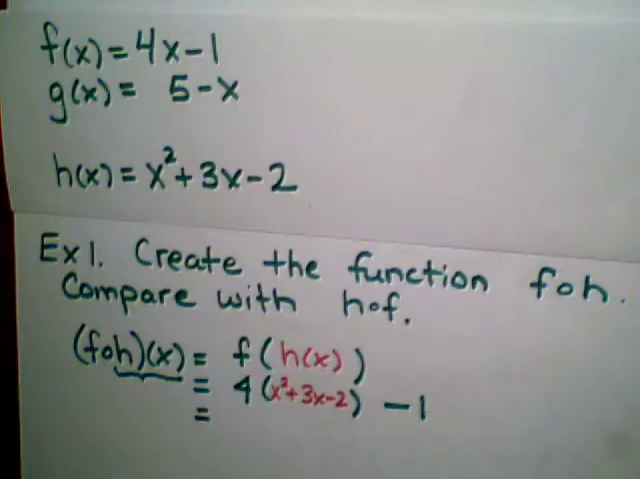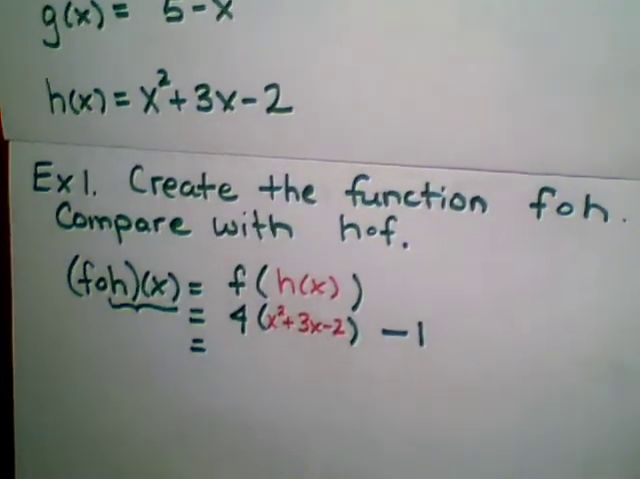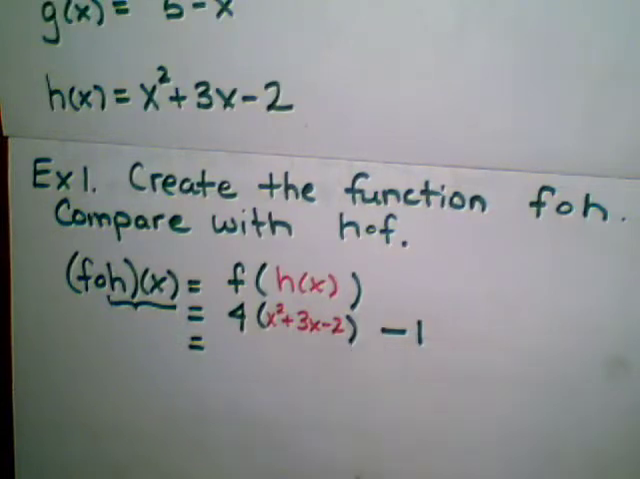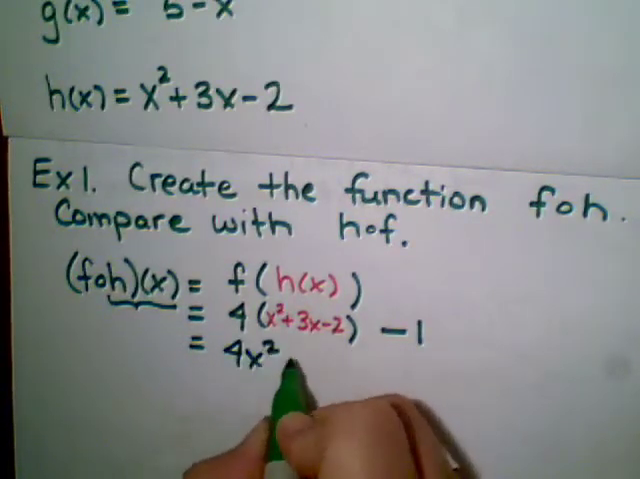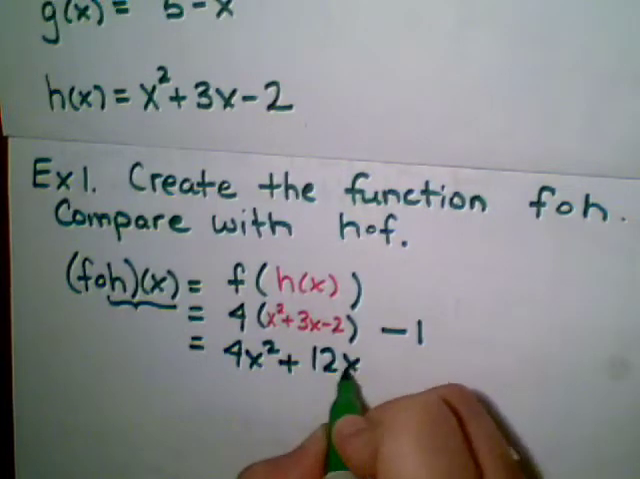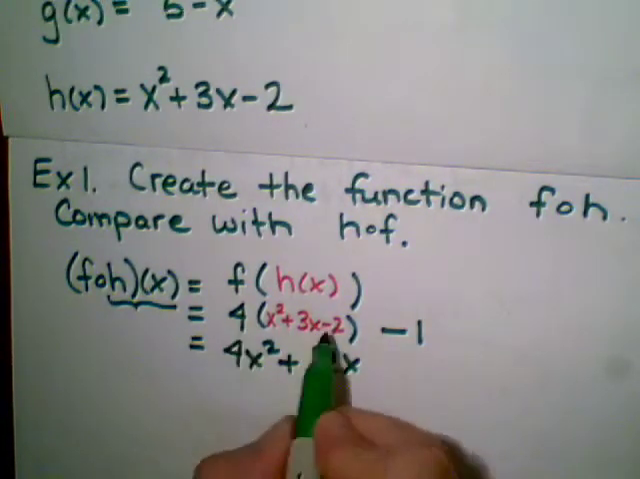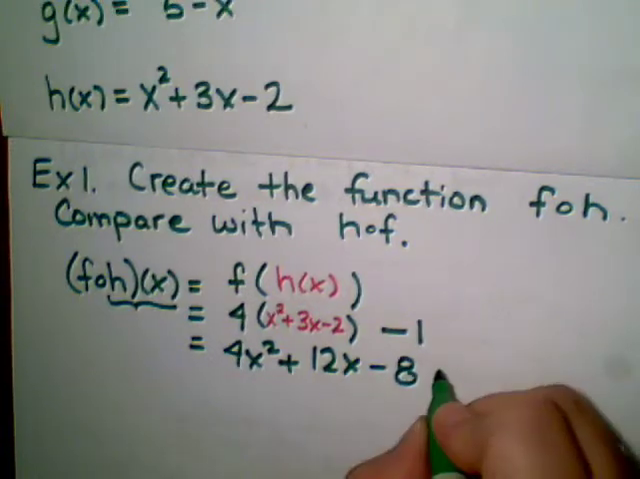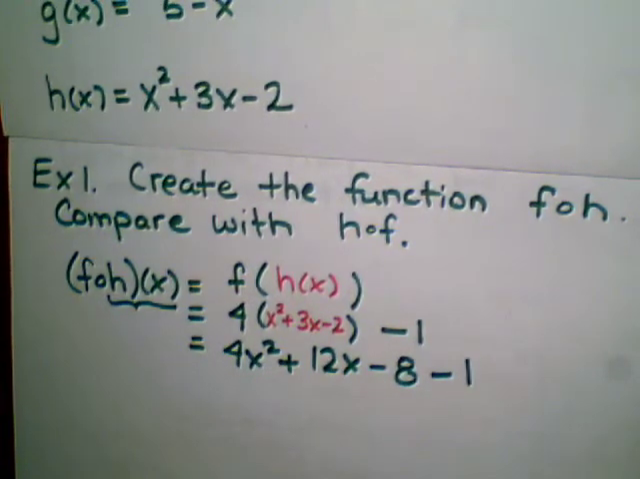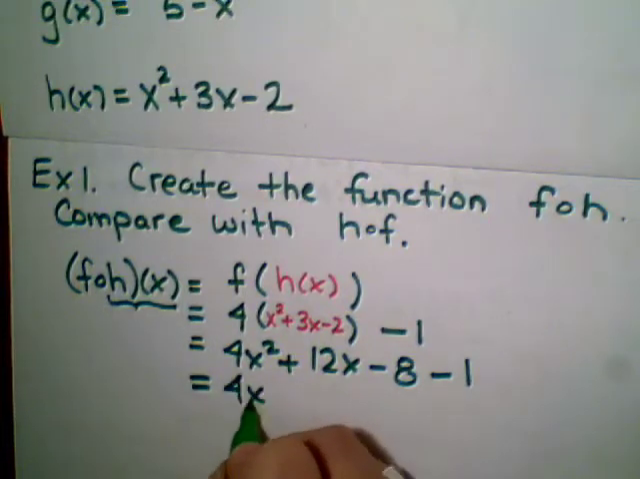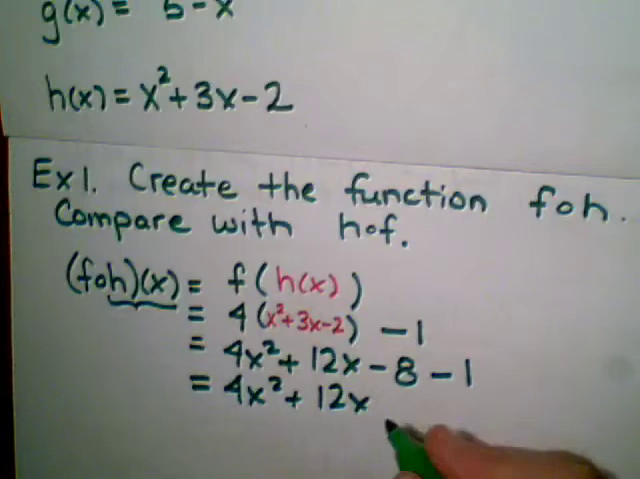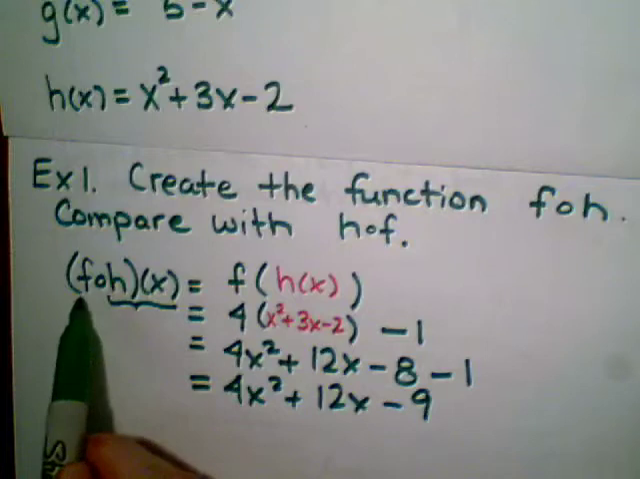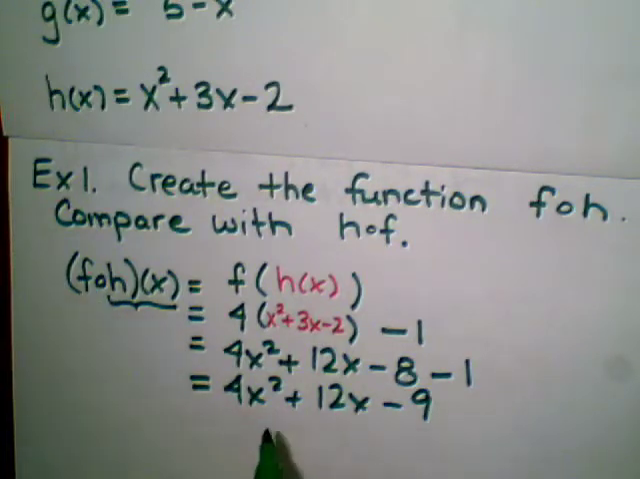Okay, now we might want to simplify, multiply through the parentheses. Since there's no exponent here, we can take 4 times x squared plus 4 times 3x. And then we multiply 4 times negative 2, and we can record that as minus 8, but we don't forget to subtract 1 here on the outside of the parentheses. And collecting like terms, we get the quadratic function 4x squared plus 12x minus 9. So the composition of these two functions, f composed with h, is a new polynomial. Notice that the leading term is 4 times x squared.